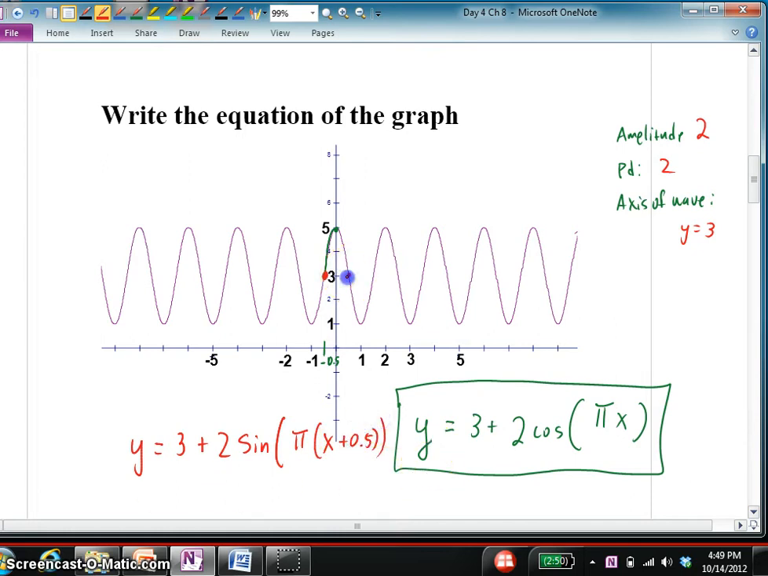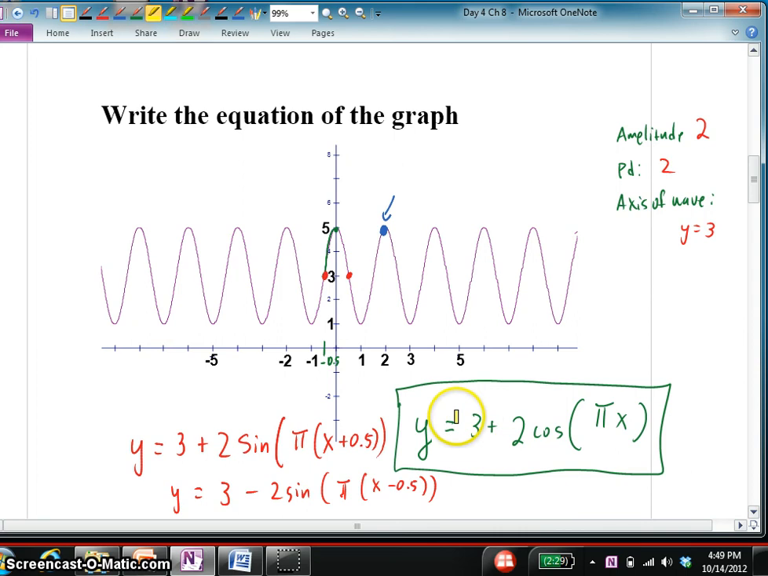If I thought the graph started right here, I could write a different equation. This would be like y equals 3 minus 2 times the sine of pi times x. In this case, we're shifting to the right a half, so it would be x minus 0.5. There are many equations I could write for this, all starting at a different place. I could write a different cosine that starts right here. That has a phase shift of 2. I could pick any top, bottom, or middle and write an equation.